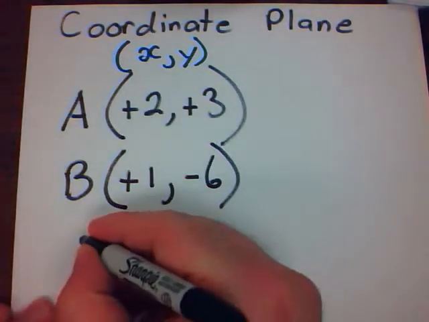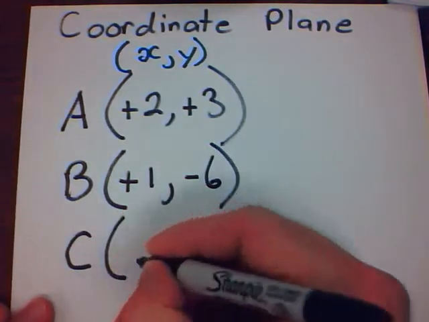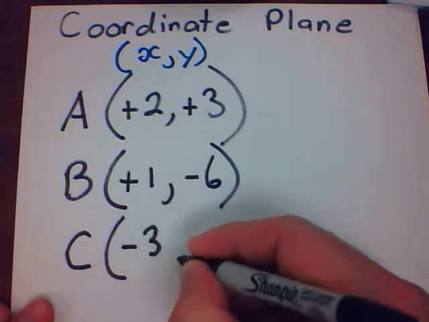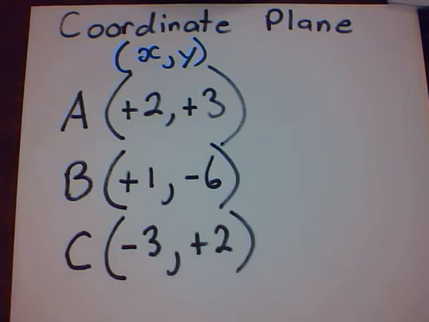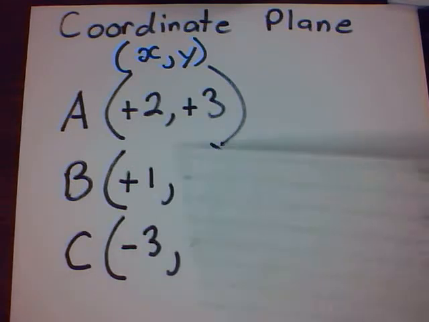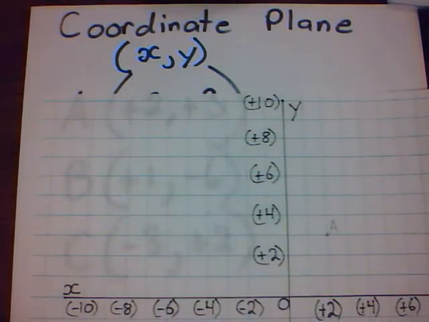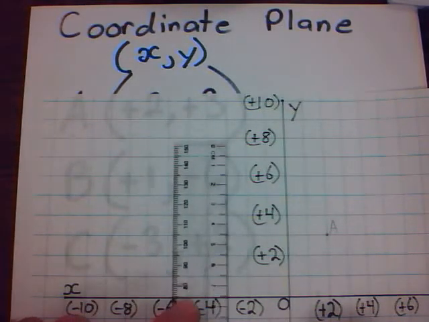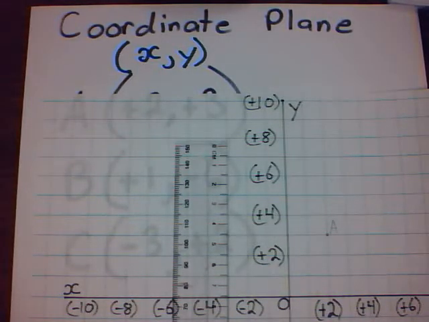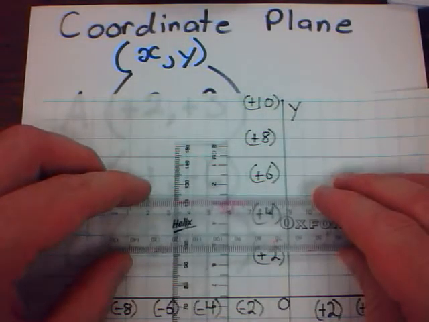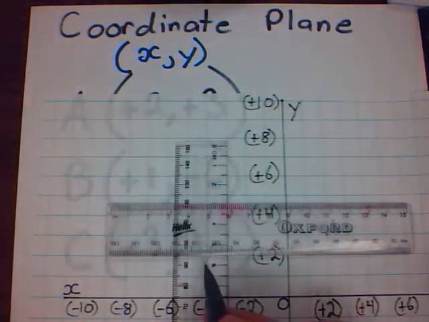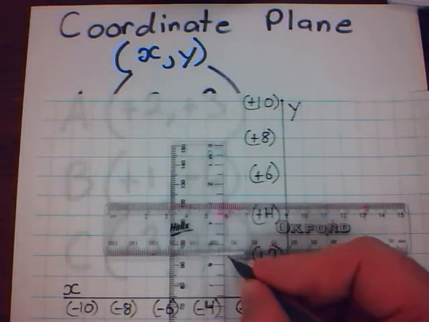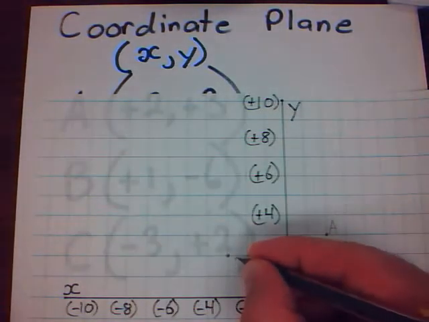Another example. Negative 3, positive 2. Once again, now, negative 3 is first, so I find all the negative 3's, line that up. Find all the positive 2's, and I line that up. And where the negative 3's and the positive 2's meet is point C.